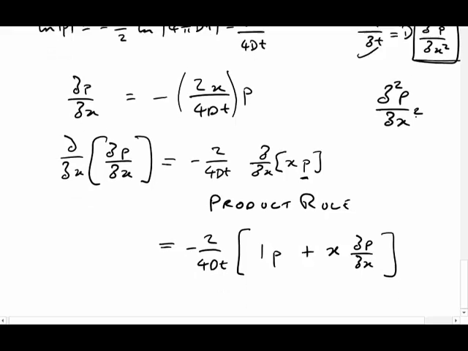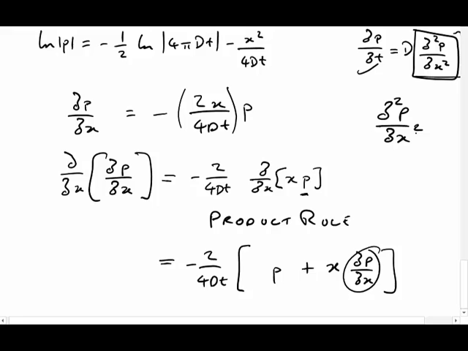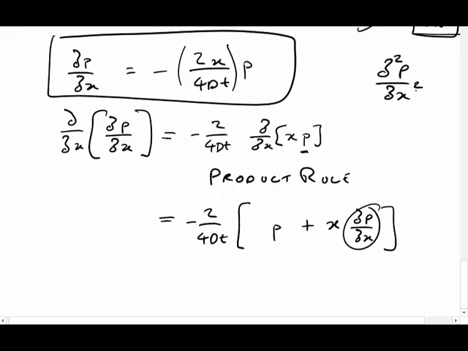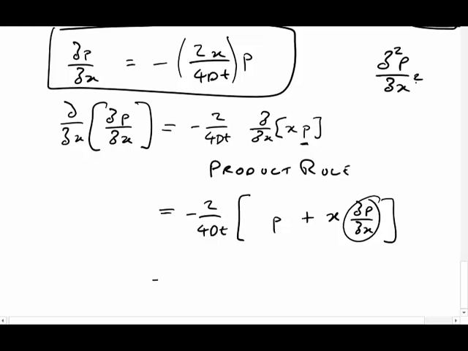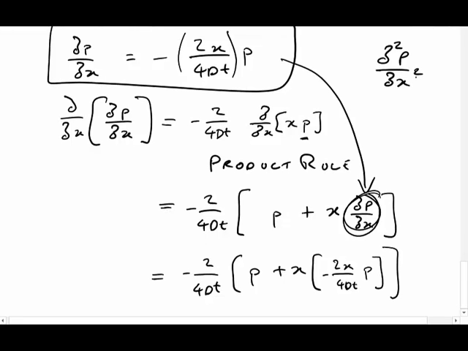Right? So that's what I end up with just by the product rule. So maybe if we just get rid of that 1. Well, what is the derivative of p with respect to x? The derivative of p with respect to x is that thing there. I've just worked it out as that thing there, so I can just make a straight substitution. So therefore, this is equal to minus 2 over 4 dt multiplied by p plus x lots of, just substitute that for that, okay, so I end up with minus 2x over 4 dt, times p, okay, and that's what I end up with.